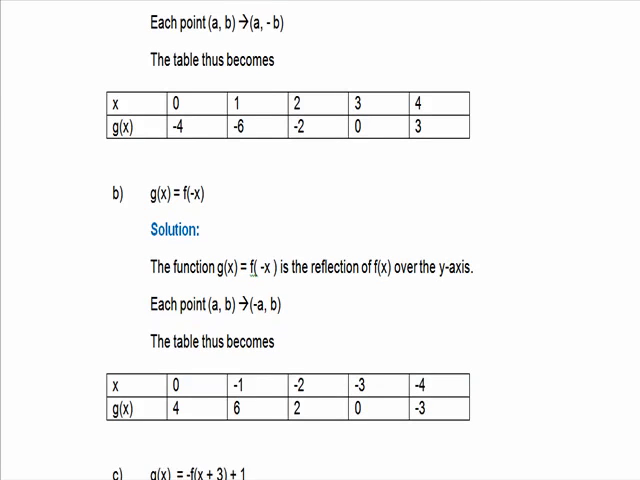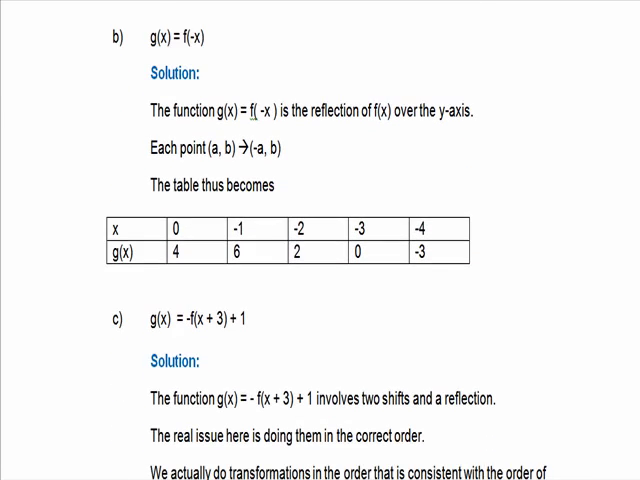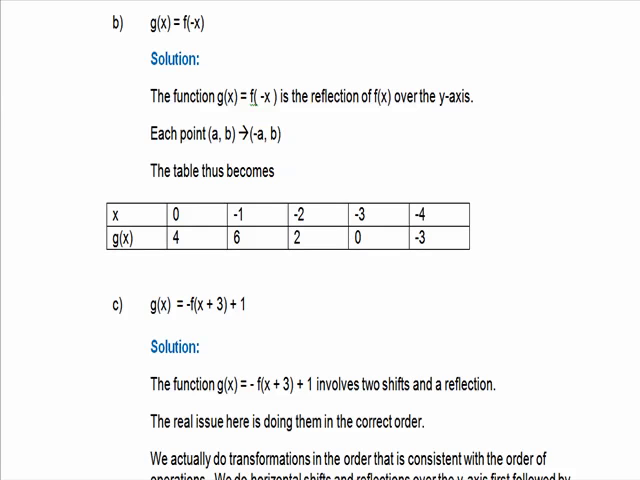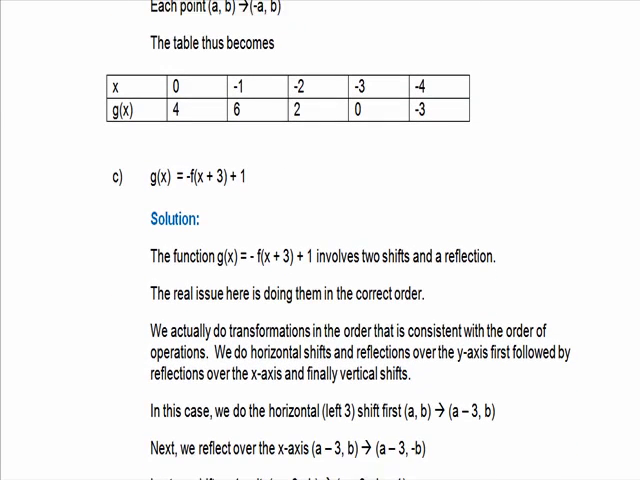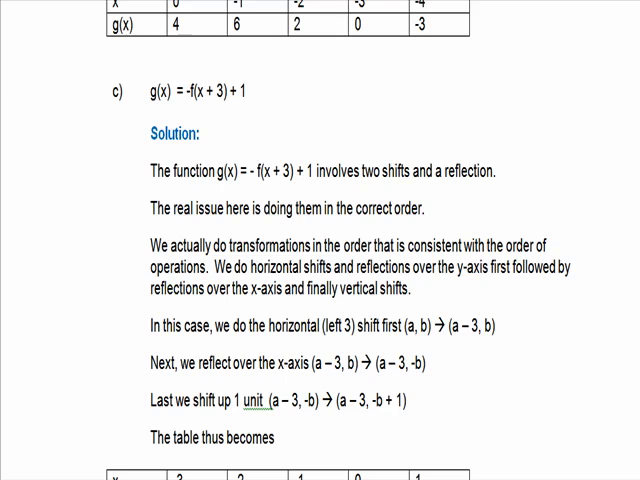So let's put this all together and look at one grand part, and we'll call this one part C. We have g(x) is going to be negative f(x+3) plus 1. Notice this particular one involves two shifts and a reflection. The real issue here, and the part that gives students the most trouble, is determining the right order. We actually do the transformations in the order that is consistent with the order of operations.